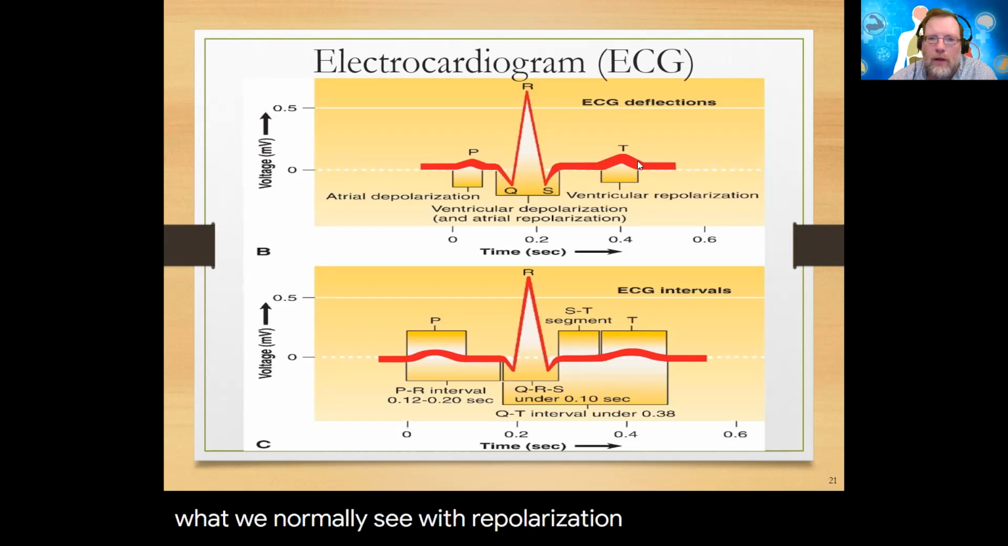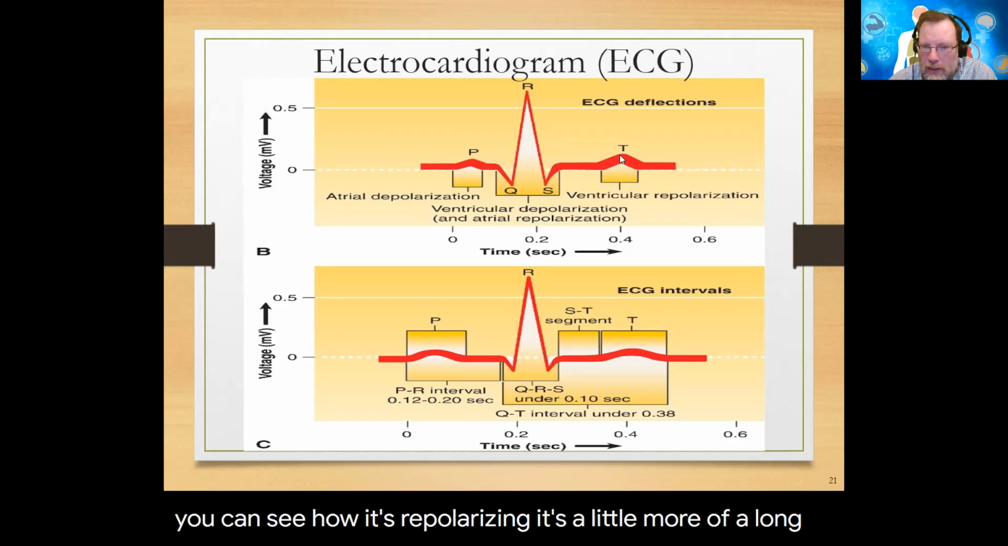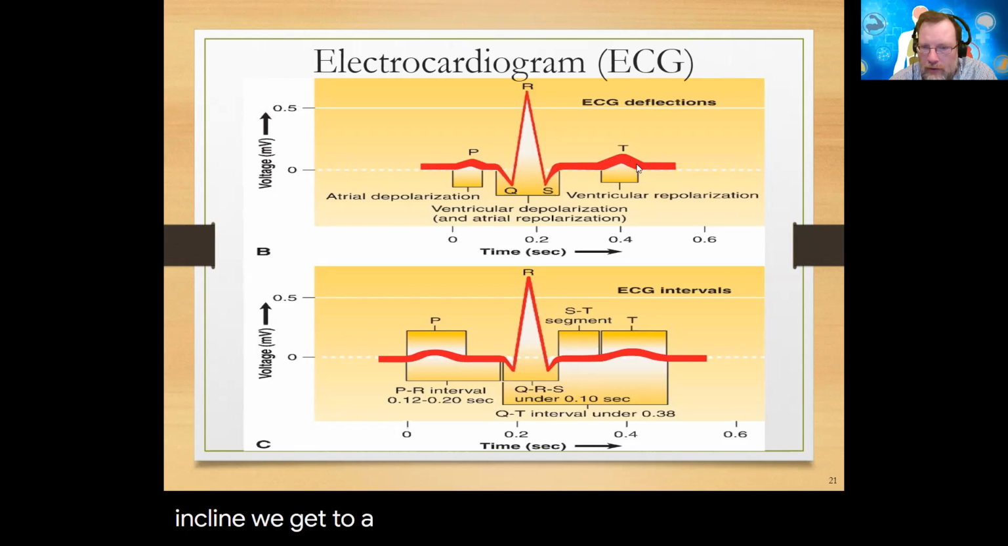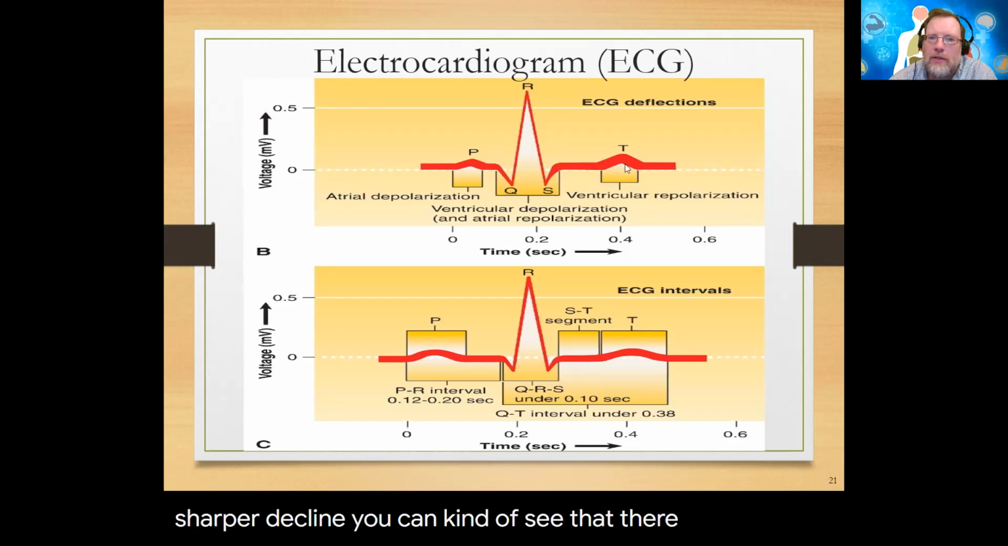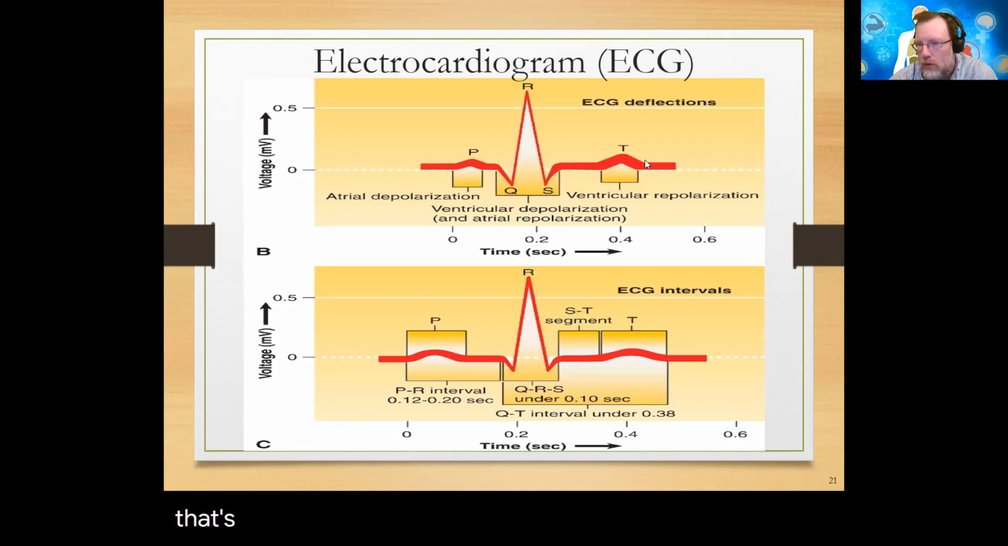relative to what we normally see with repolarization. Okay, so there was something else I was going to mention here as well. Oh, and the T wave typically isn't symmetrical, it's asymmetrical. You can see how it's repolarizing. It's a little more of a long incline. We get to a peak, and then there's a little bit of a sharper decline. You can kind of see that there. But that's a normal look.